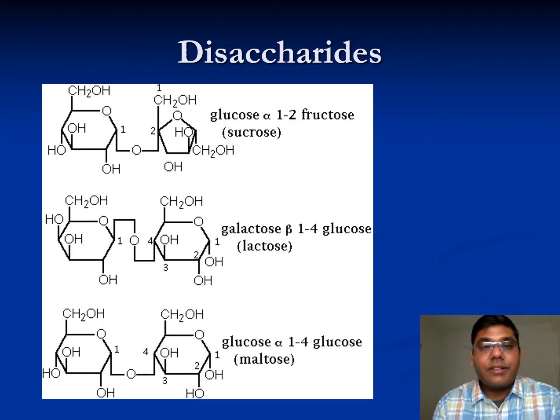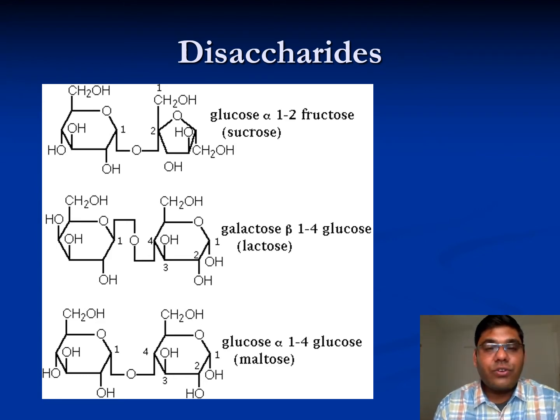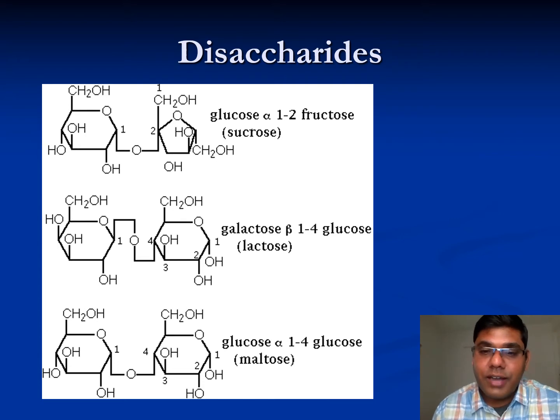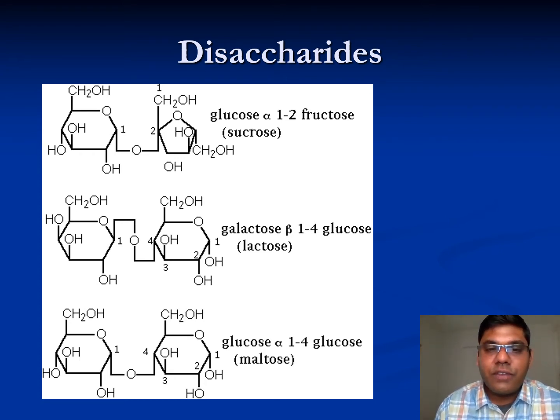The next one is disaccharides. When two monomers, which are two monosaccharides, combine, they give rise to the disaccharides. For example, sucrose, lactose, and maltose are the examples of disaccharides, but they may have either similar types of monosaccharides, which is the case in maltose, wherein two glucose units combine by alpha 1,4 linkage, giving rise to maltose. Whereas in lactose, we have two different sugars, galactose and glucose, which are joined by the beta 1,4 linkage.